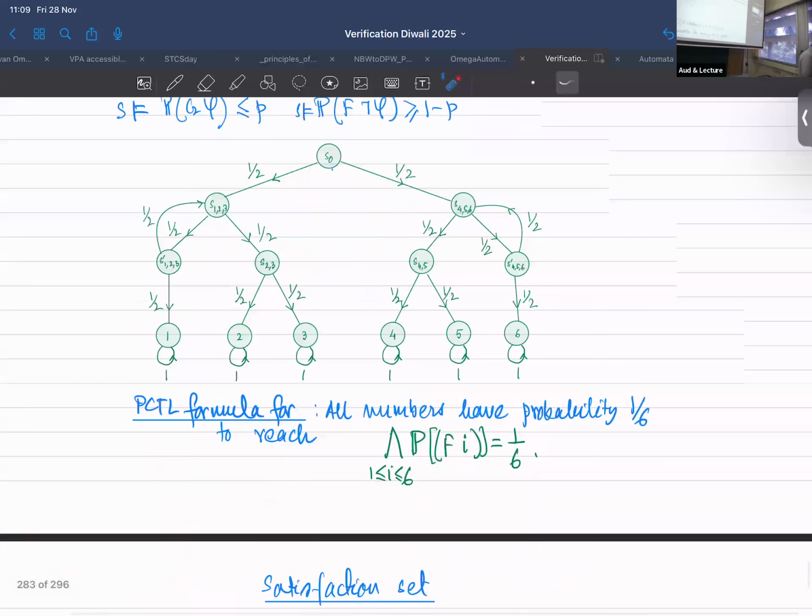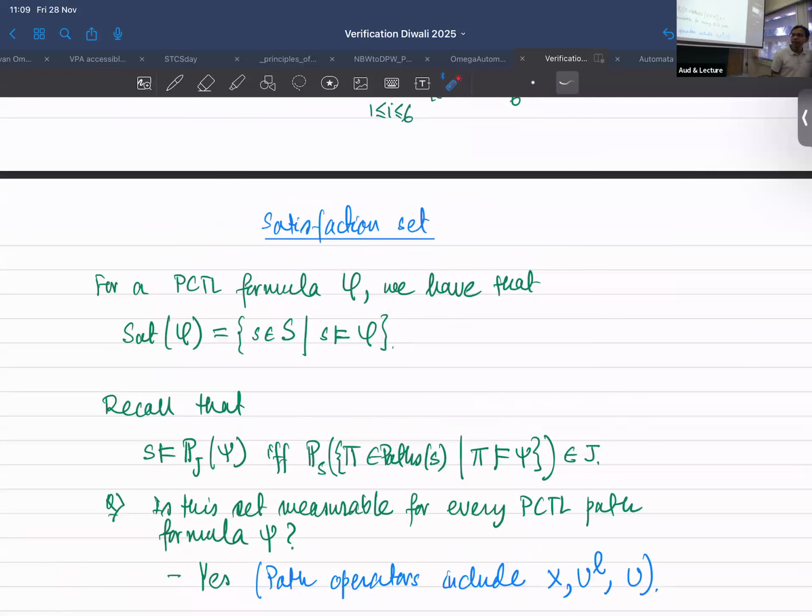And in order to compute the probability, what else do we need? In order to compute the probability of the set of paths, what do we need for that? Probability over each path, but we need some property there, right? They have to be measurable. The events have to be measurable. The path formulas have to be measurable. So this is something we need, right?